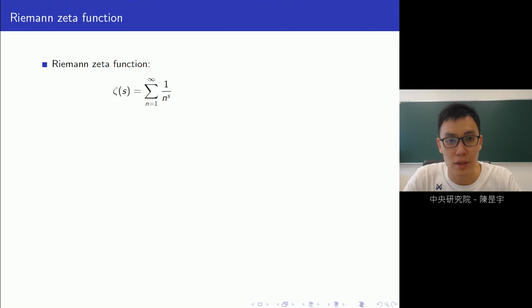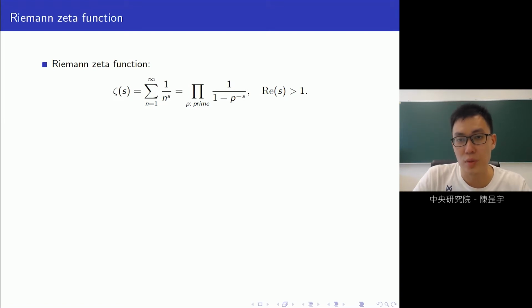It is defined by the infinite series 1 over n to the s, and it is equal to the infinite product over prime p, where each term is equal to 1 over 1 minus p to the minus s. This kind of infinite product in terms of prime p is called the Euler product, and each term is called the Euler factor at p. The Riemann zeta function defined in this way converges for real part s greater than 1.